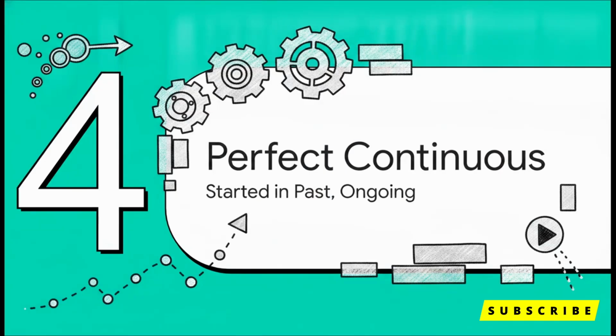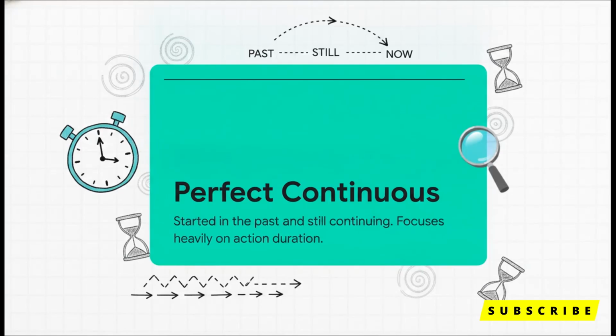All right, let's build into our final and beautifully logical block. Section 4, present perfect continuous. Started in the past and still continuing. Our final memory trick is super simple. This tense means the action started in the past and it is still continuing right now. We use this when we really want to focus heavily on the duration, the actual length of time that an ongoing action has been taking place.